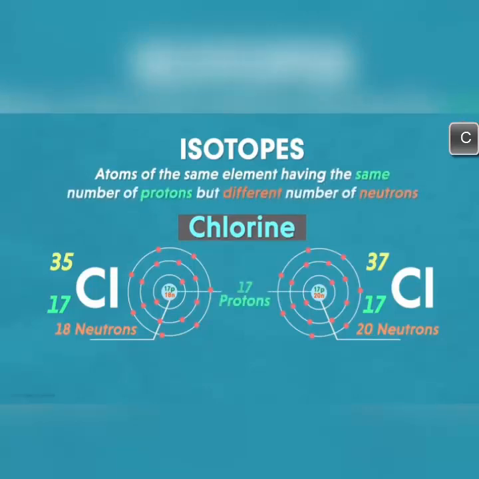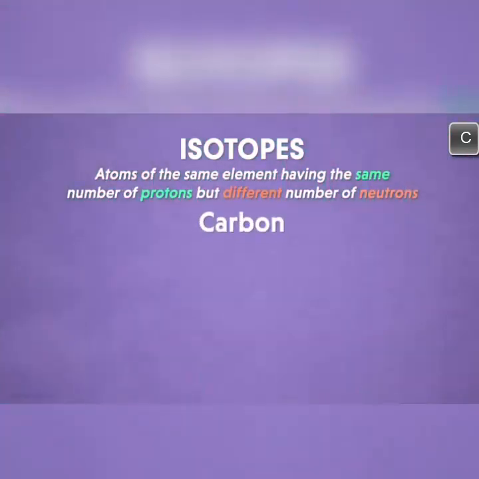Or you can say the atoms of an element having the same number of protons but a different number of neutrons. This atomic mass changes because of the different number of neutrons. The number of protons will remain the same, but the number of neutrons changes. Here you can observe 17 protons are there in both the chlorine atoms, but 18 neutrons in one and 20 neutrons in another chlorine atom. Due to this, you can see the isotopes.